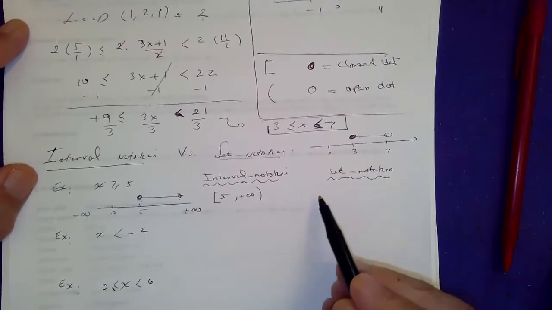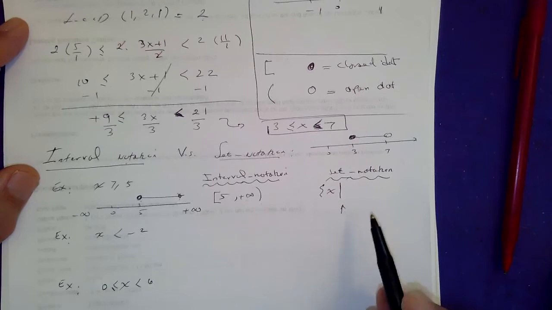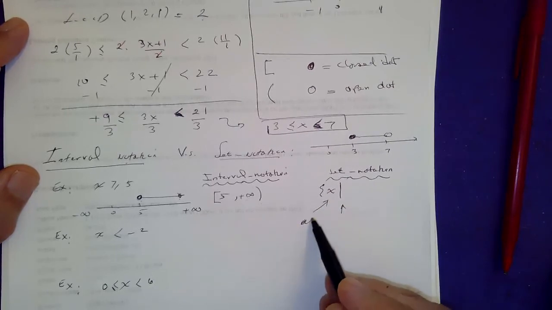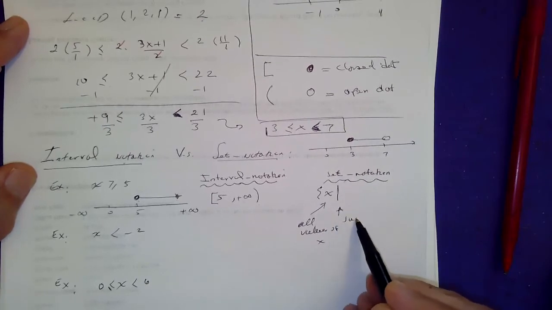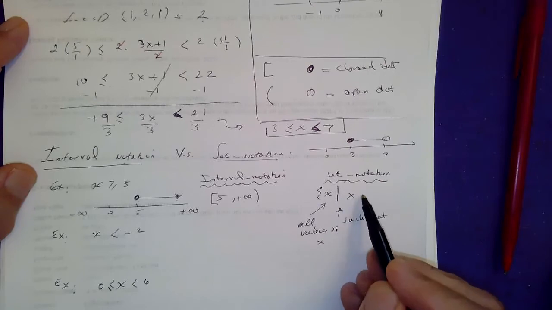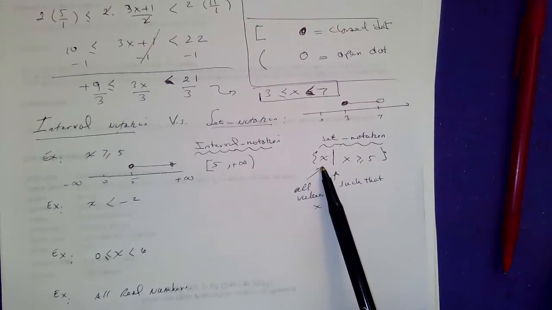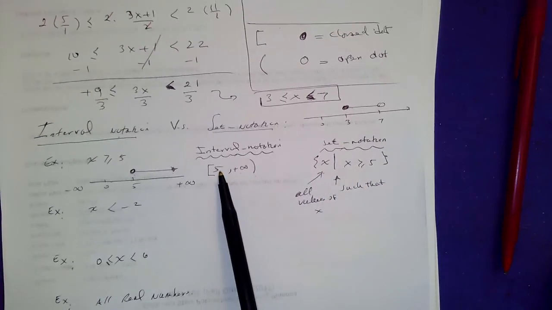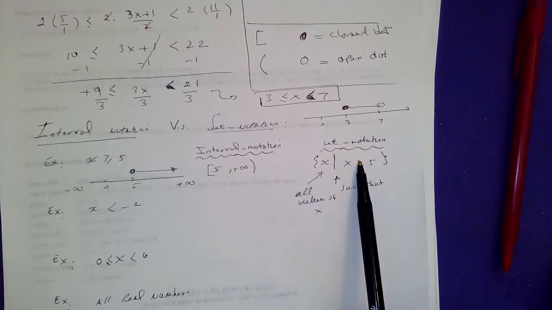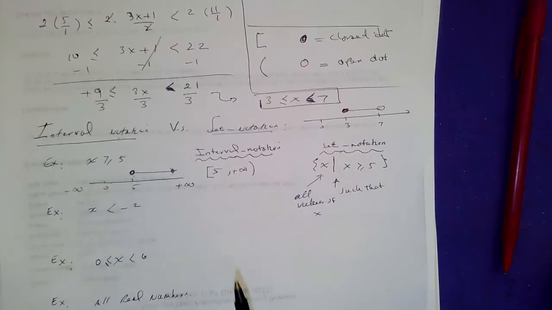So how would the set notation look? You go x bar, which reads all values of x such that x is greater than or equal to 5. That's set notation. So this is interval notation, this is set notation, and either of these or even this is acceptable in exams or homework or whatever.